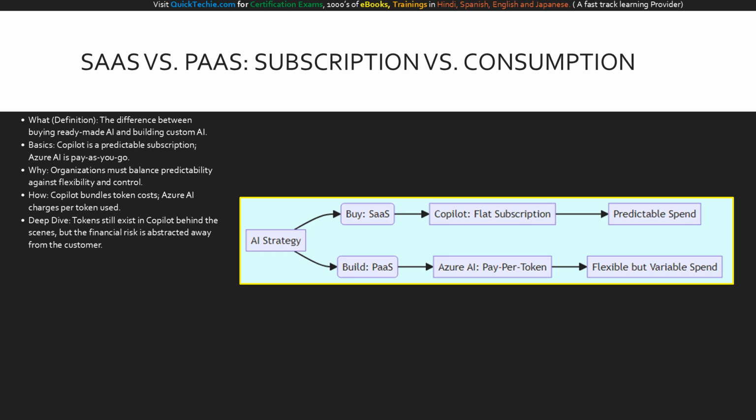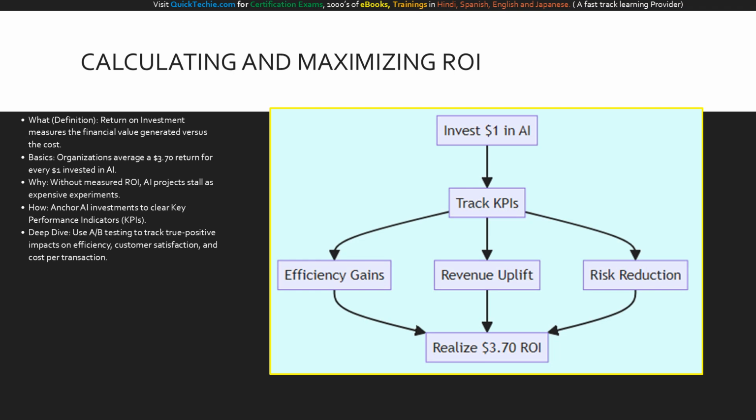On the bottom, building a PaaS solution with Azure AI offers incredible power, but leads to a variable, token-based spend. Neither path is wrong, but you must align your choice with your CFO's appetite for variable expenses. How do we justify the costs we've discussed? By relentlessly tracking return on investment.